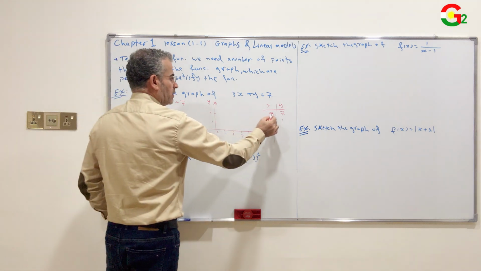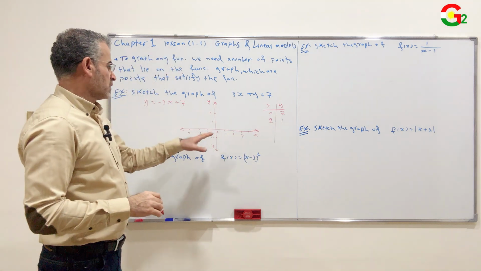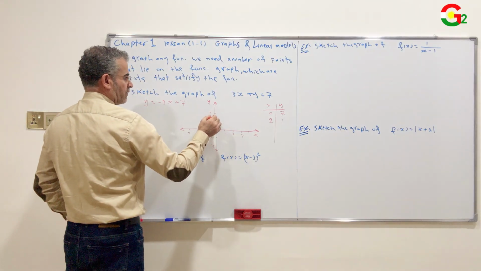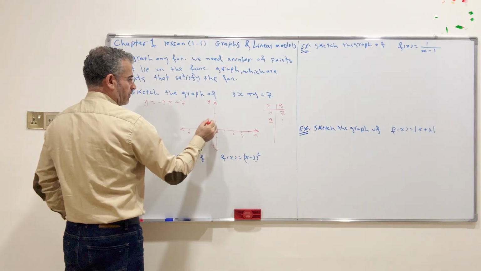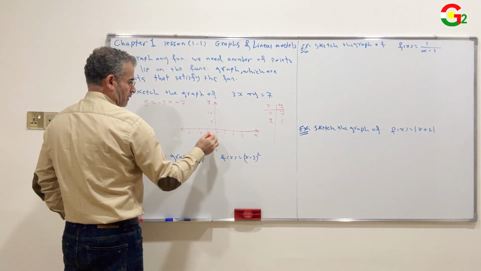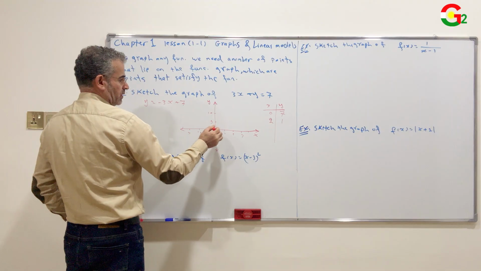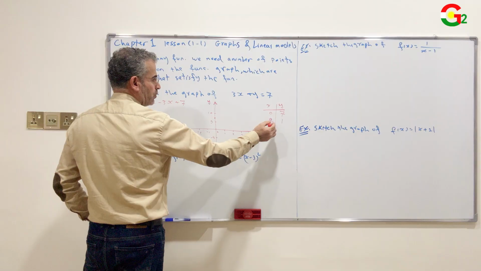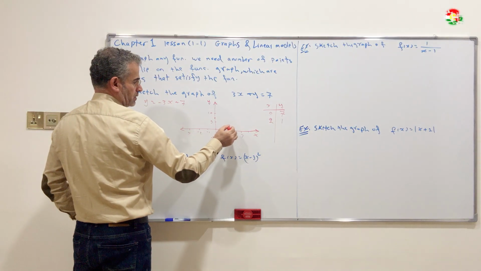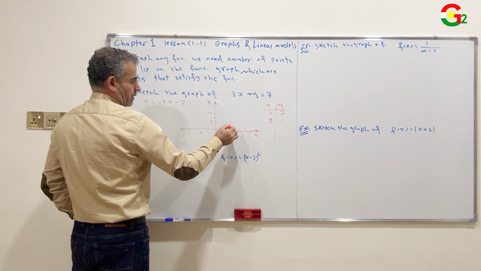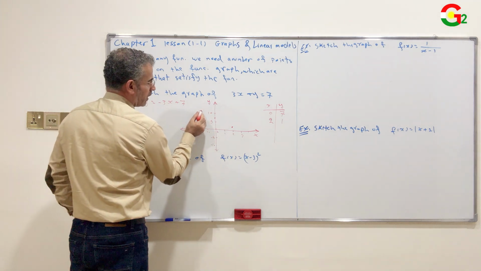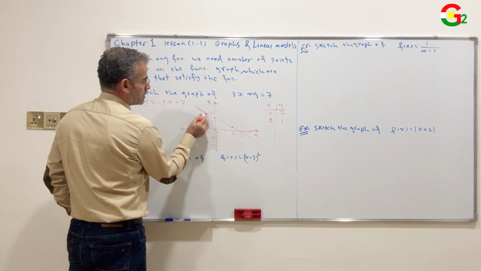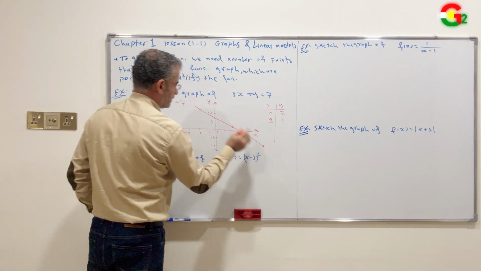Now set 0, 7 on the xy plane. Let me take it 5, 10, -5, -10. 0, 7 is here, and 2, 1 is here. Then draw a line, joining a straight line through these 2 points. This is the graph of this function.